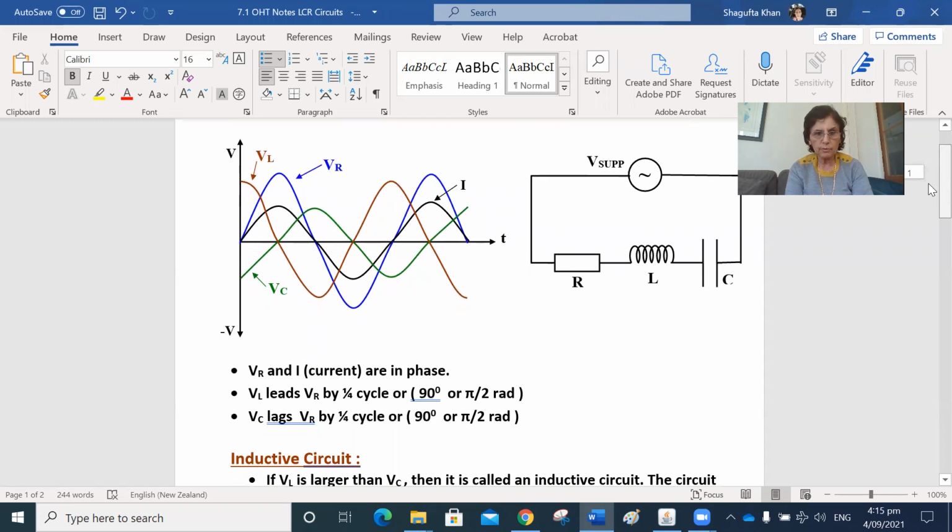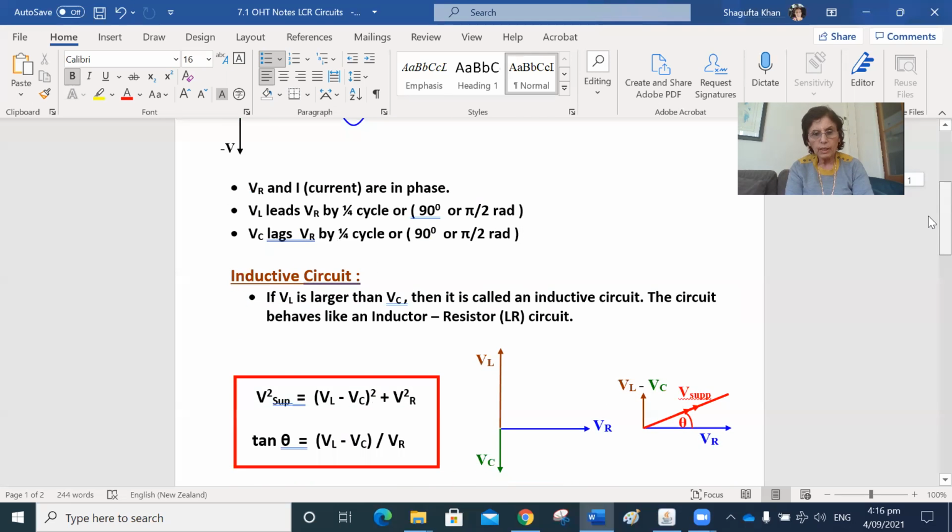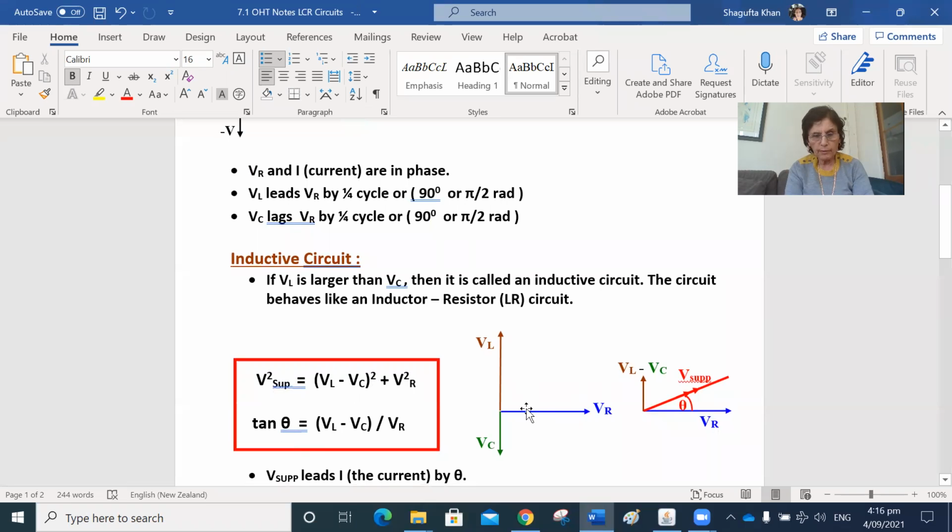So how we write these is that the voltage across the resistor and the current are in phase. VL leads VR by a quarter of a cycle, and VC lags VR by a quarter of a cycle, and VL and VC have opposite phase. Now, we can draw them as phasors.